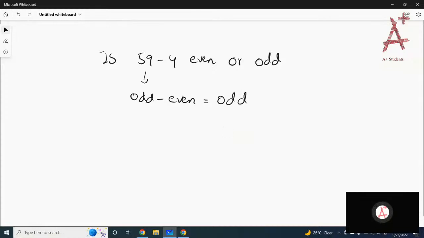odd. This is the rule. You can memorize these rules. You can note them down in your notebook. So when you are subtracting an even number out of the odd one, the answer must be odd. You can check by subtracting. 59 subtract 4: 9 subtract 4 is 5, and here you have 5, so it is 55, and see, 55 is an odd number. Got it?